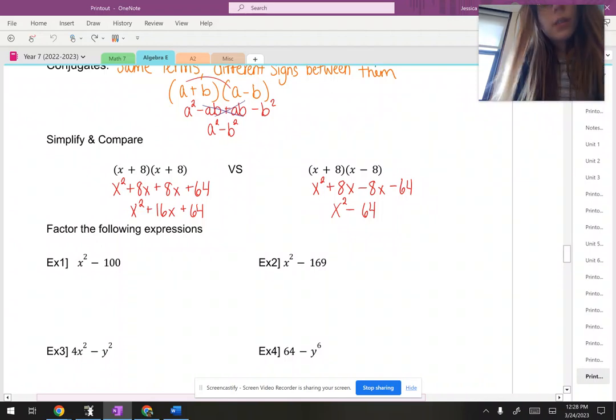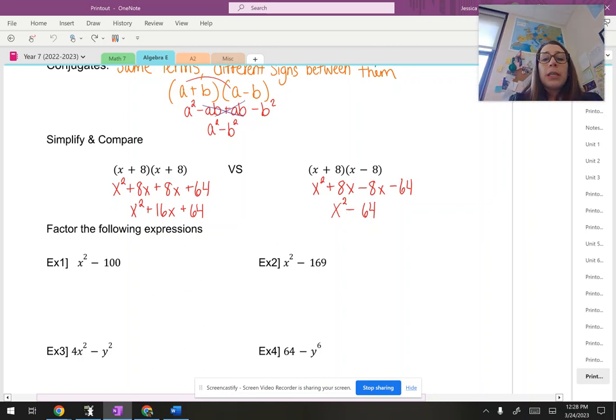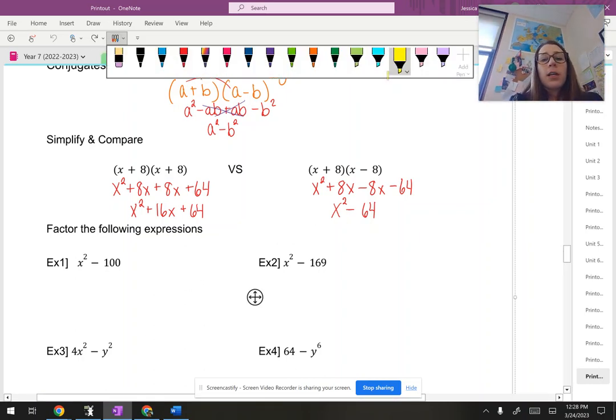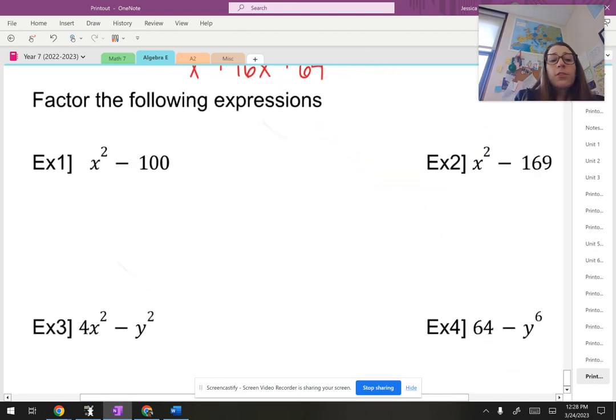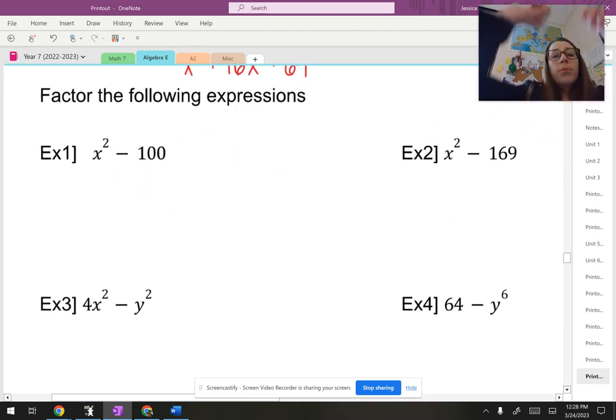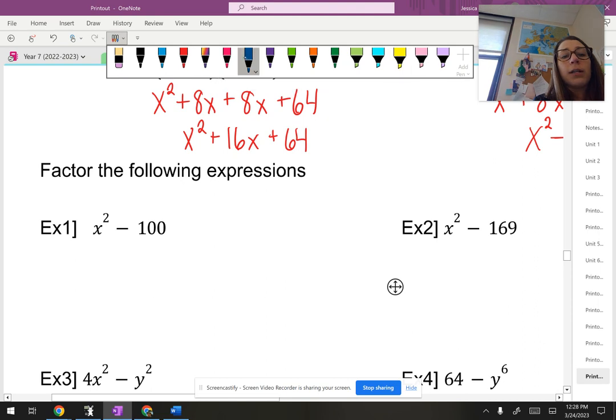Okay, so here we're taking a look at some of the examples for factoring differences of perfect squares. So they're going to be giving us something like x squared minus 64 that we had here, and we're going to have to work backwards to get the x plus 8 and the x minus 8. So taking a look at our first example here, I need two binomials that are going to multiply up to x squared minus 100.